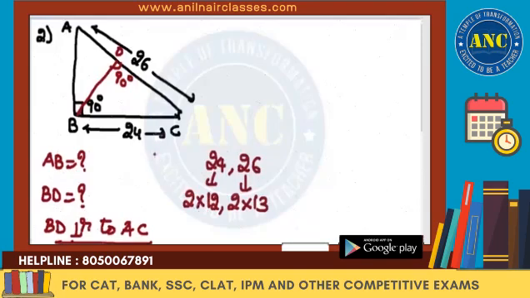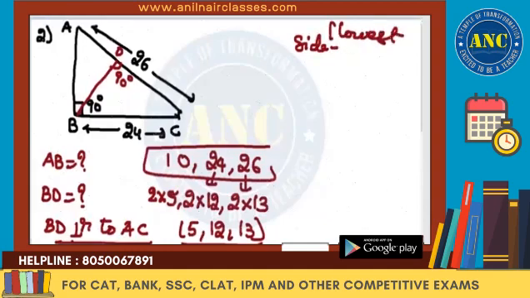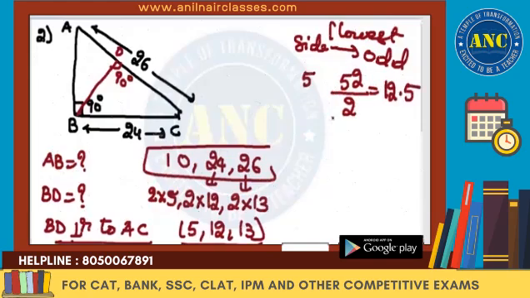So 13 and 12. The next triplet is 5, 12, 13, so 2 5s are 10. No need to use Pythagorean triplets. 5, 12, 13 is a Pythagorean triplet. How did you directly get 5, 12, 13? If the lowest side is an odd number, what is the shortcut we discussed? If the lowest side is an odd number, 5, square it and divide by 2. 5 square is 25, by 2 is 12.5. Subtract 0.5 and add 0.5. Answer is 5, 12, 13.